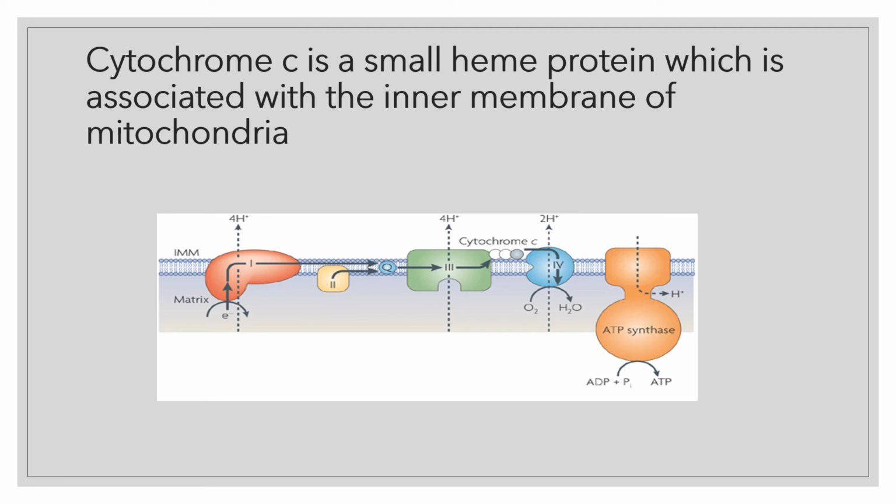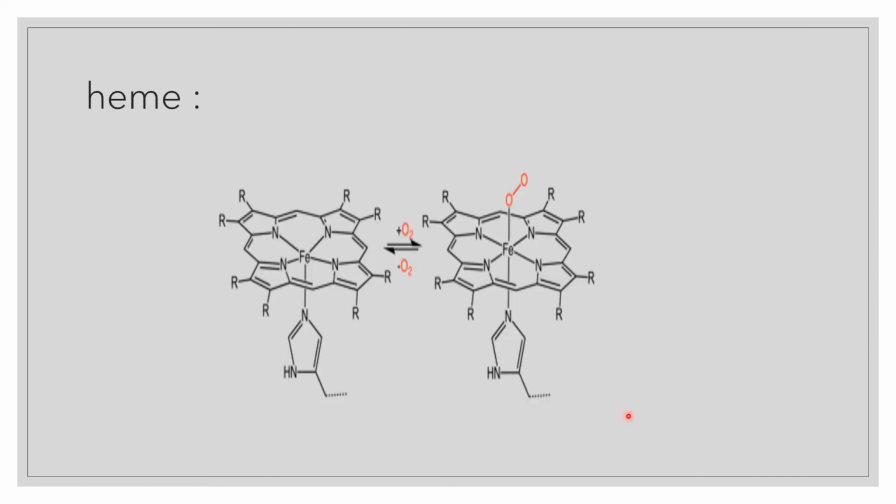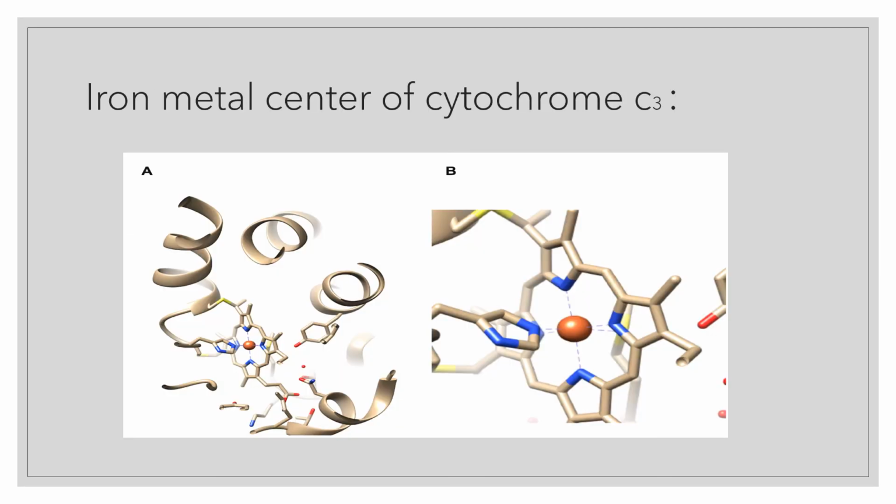So cytochrome C is a very small heme protein which is associated with the inner membrane of the mitochondria. Here you can see the cytochrome C. This is the inner membrane of the mitochondria. You can see the ATP synthesis also. Here you can see the structure of heme with oxygen and without oxygen. This is the iron metal center of the cytochrome C.